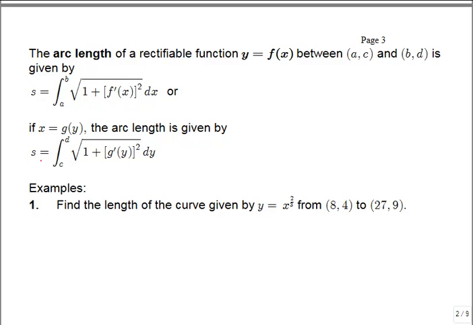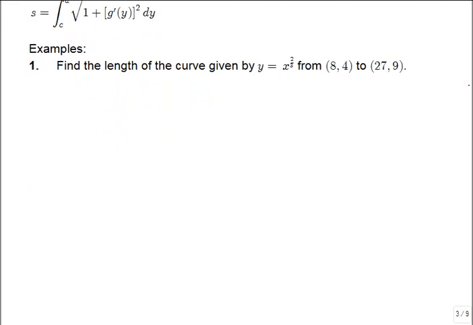So the arc length in that case would be the integral from c to d, and notice here c and d are your y bounds, of the square root of 1 plus g prime of y quantity squared dy. So you can do a dx integral or a dy integral depending on how your function is given to you. Now I will warn you that arc length integrals tend to be tough ones to solve. So a lot of times you're asked just to set up the integral because oftentimes they're too difficult for us to actually integrate.